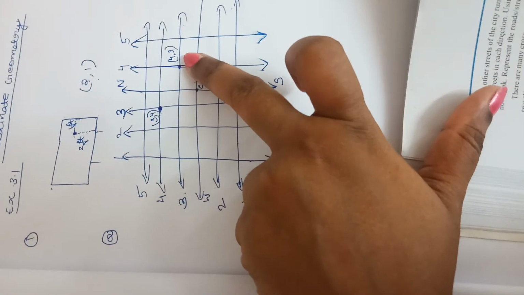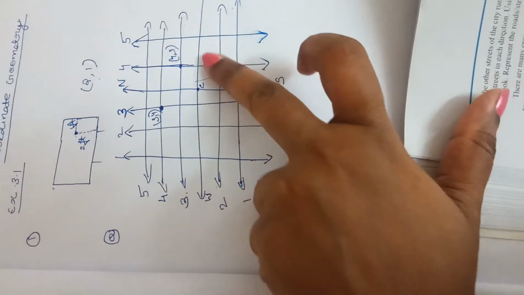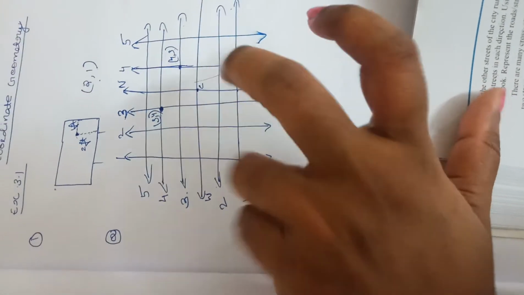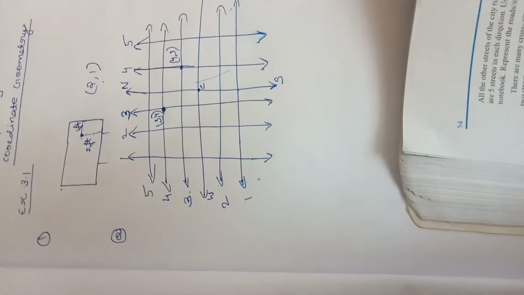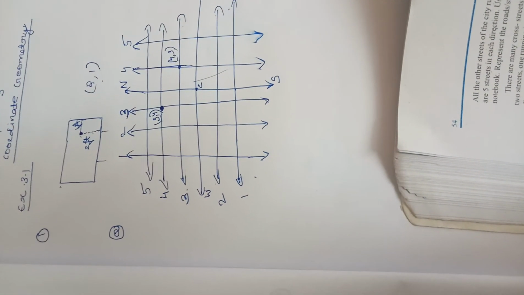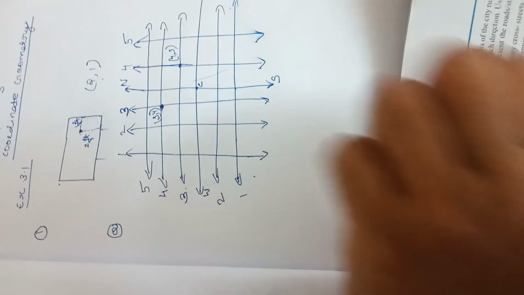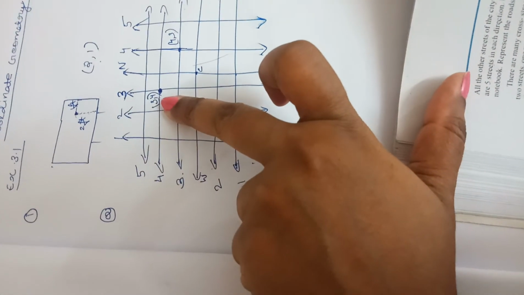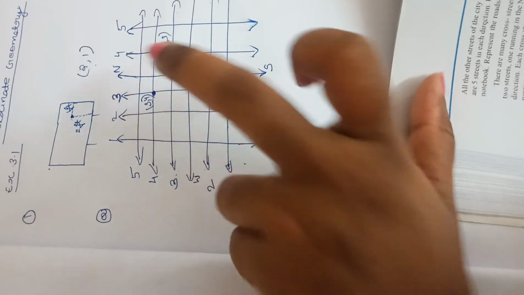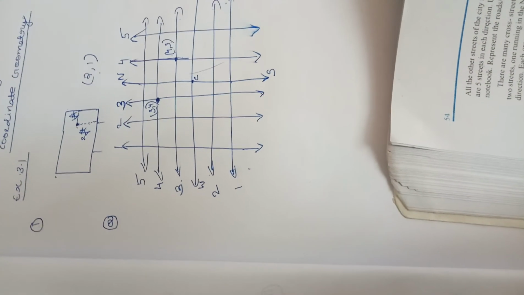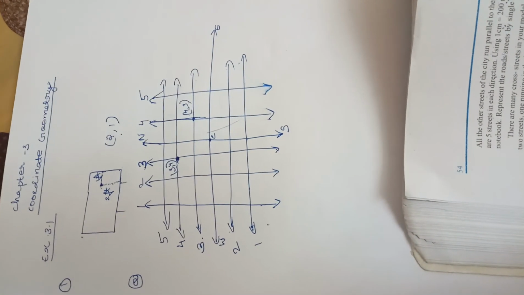Like the same way we can mark 4 comma 3. But these 2 points are distinct points, they will not meet each other. Okay, only one cross street can be referred to as 4 comma 3. This is another cross street, it is not the same. Only one cross street can be referred to as 3 comma 4. There is only one such cross street. Okay, thank you.